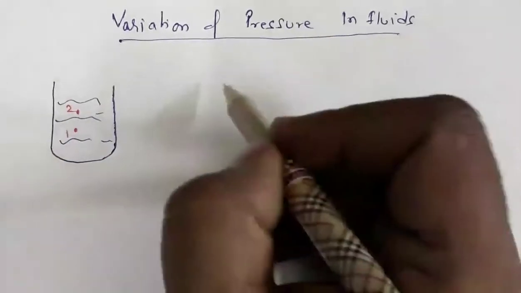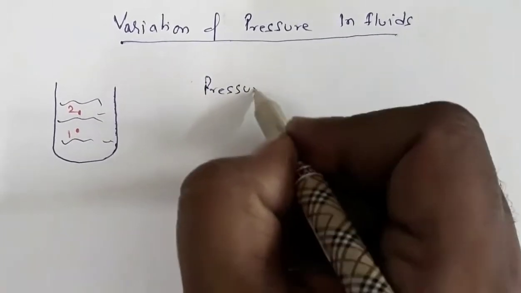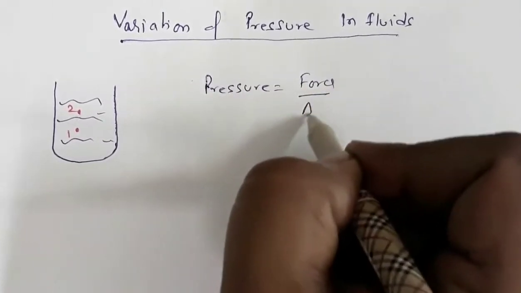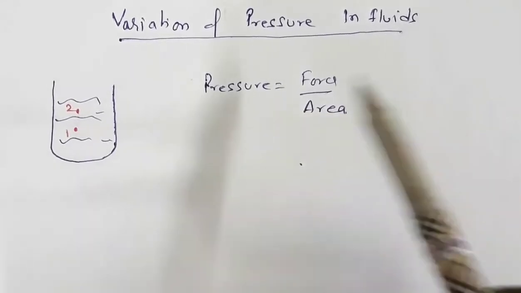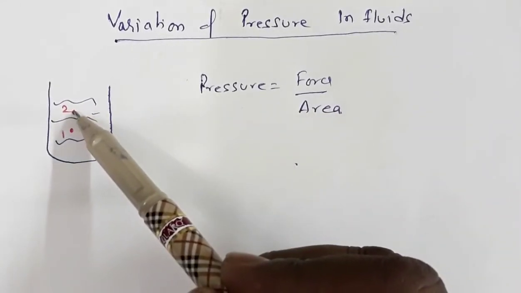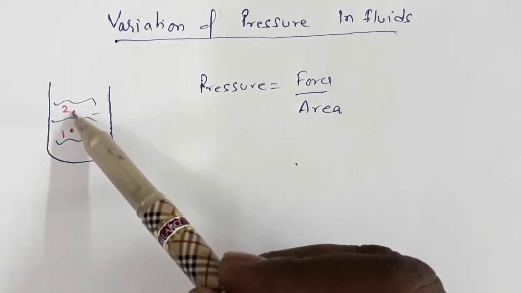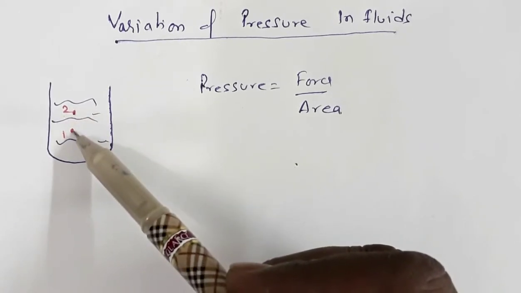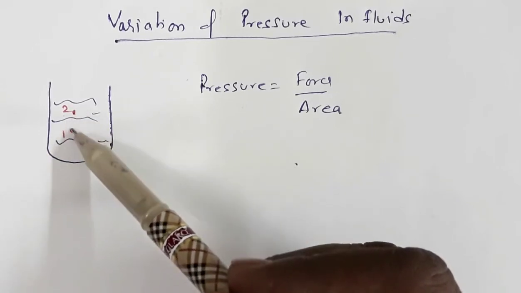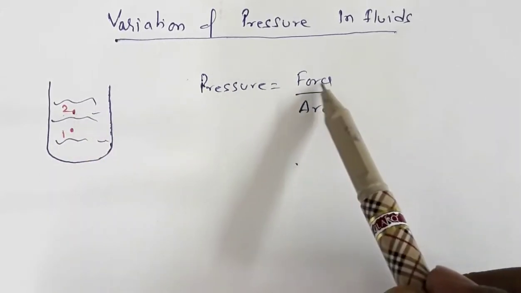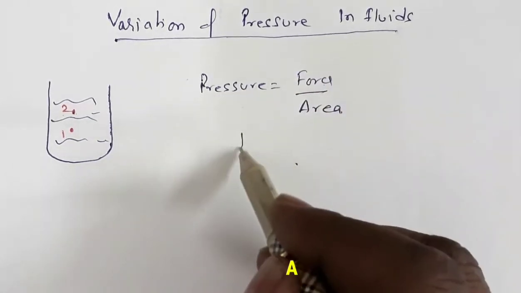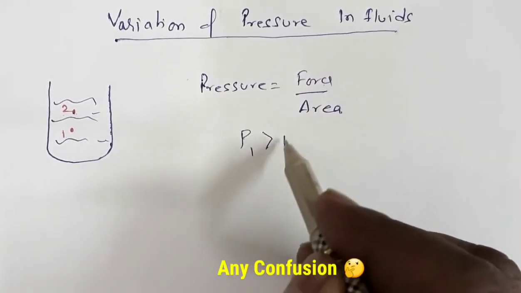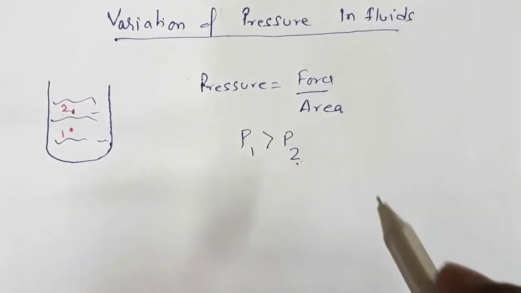Now pressure, how do you define pressure? Pressure is defined as force experienced per unit area. Now the force at this particular point is due to the weight of the fluid above this point. Similarly, force at point 1 is due to the weight of the liquid or the fluid above point 1. So obviously force at this point will be greater than force at this point. Now if force is greater, pressure is obviously greater. So this implies pressure at point 1 is greater than pressure at point 2. So this is our common observation.